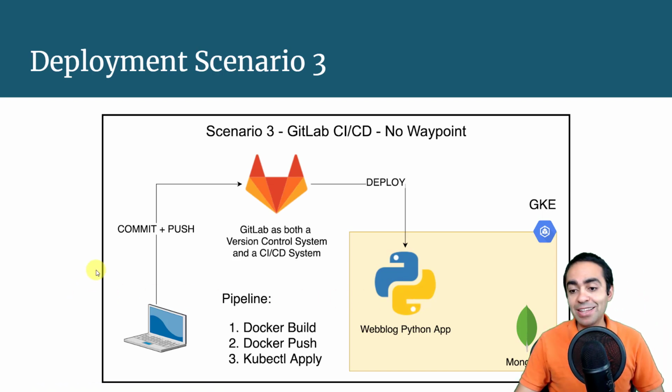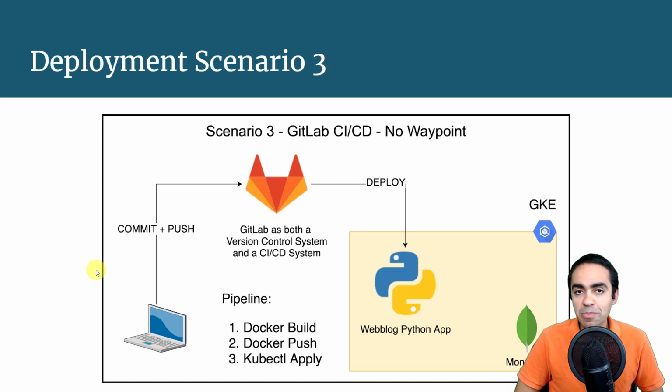Third scenario. In this scenario, we're going to look at how, in the absence of Waypoint, what did we do for deploying at an organizational level? So if I'm only going to have one developer, sure, they can manually do the commits, the builds, the push, and applies, and so on.